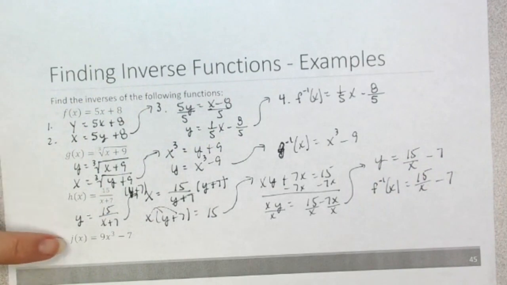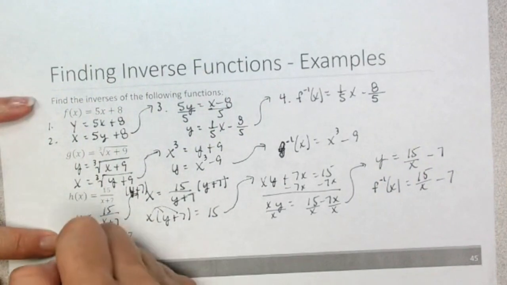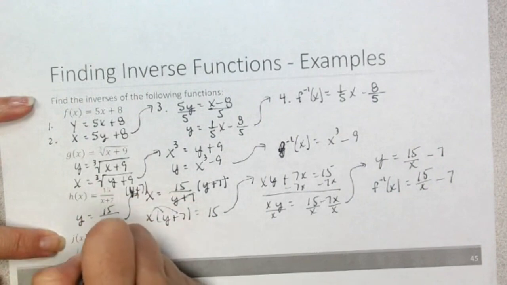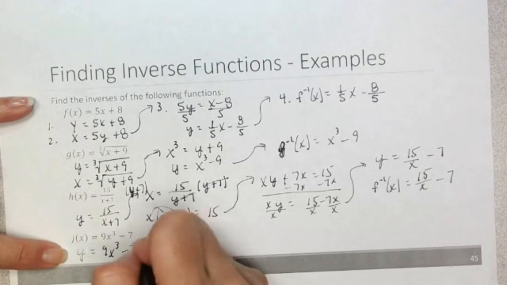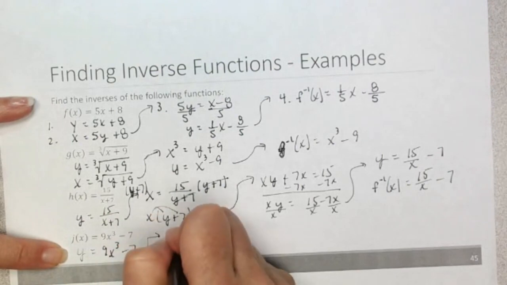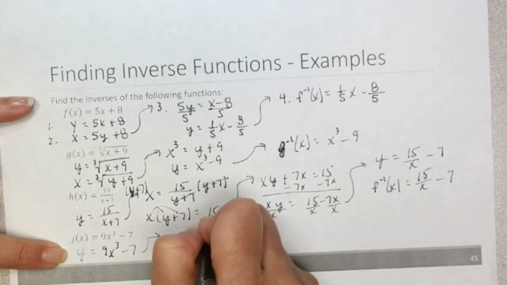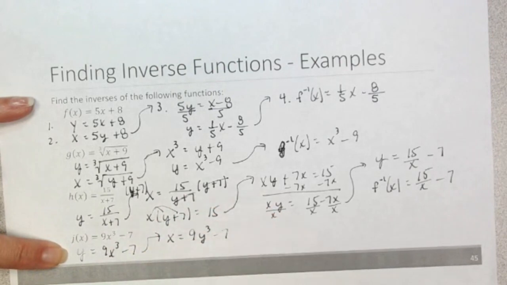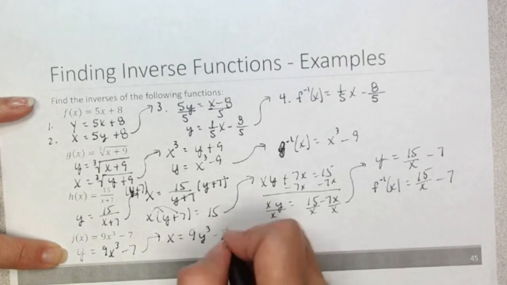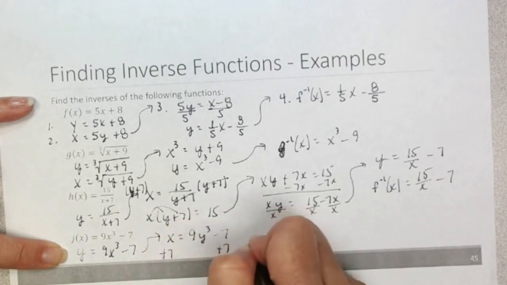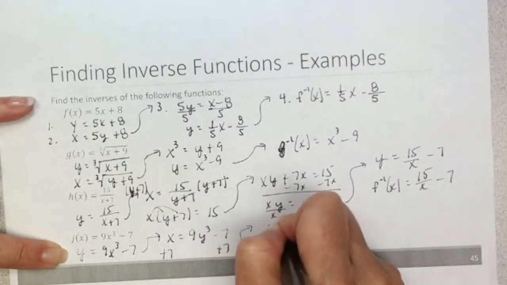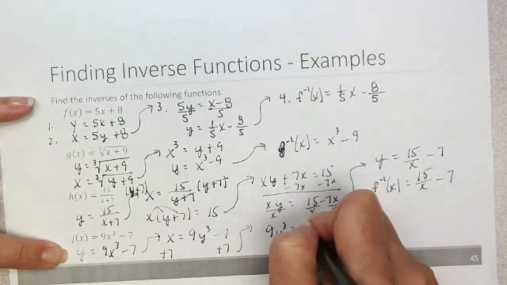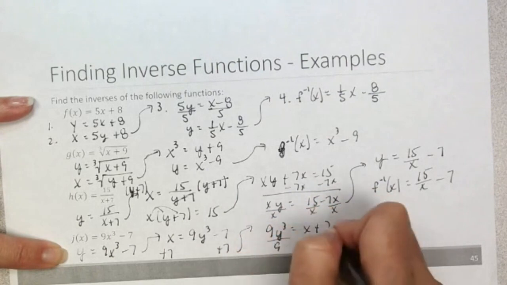We'll do one last example. Write it as an equation, y equals 9x cubed minus 7. Switch your x's and y's. So then x equals 9y cubed minus 7. Solving for y, so add that 7 to both sides. So then 9y cubed equals x plus 7, and divide by 9.